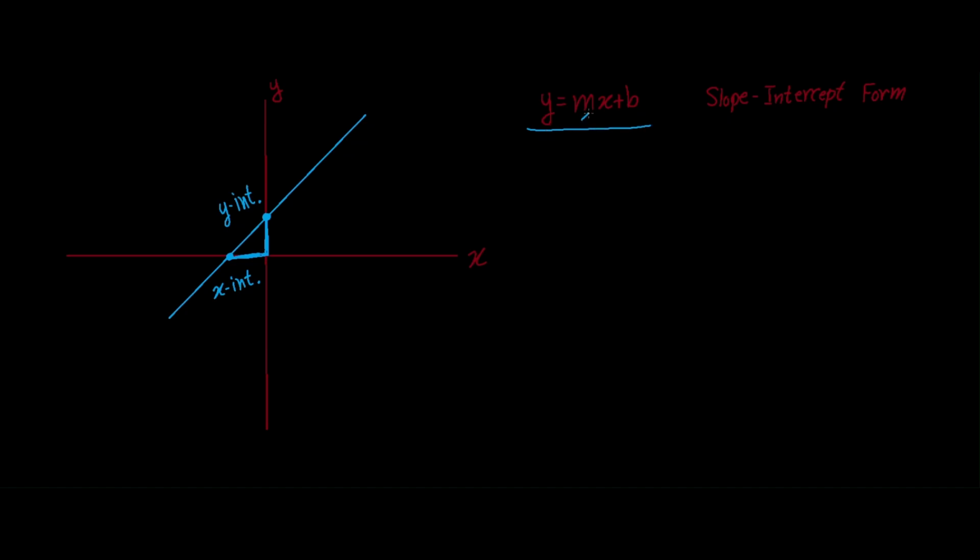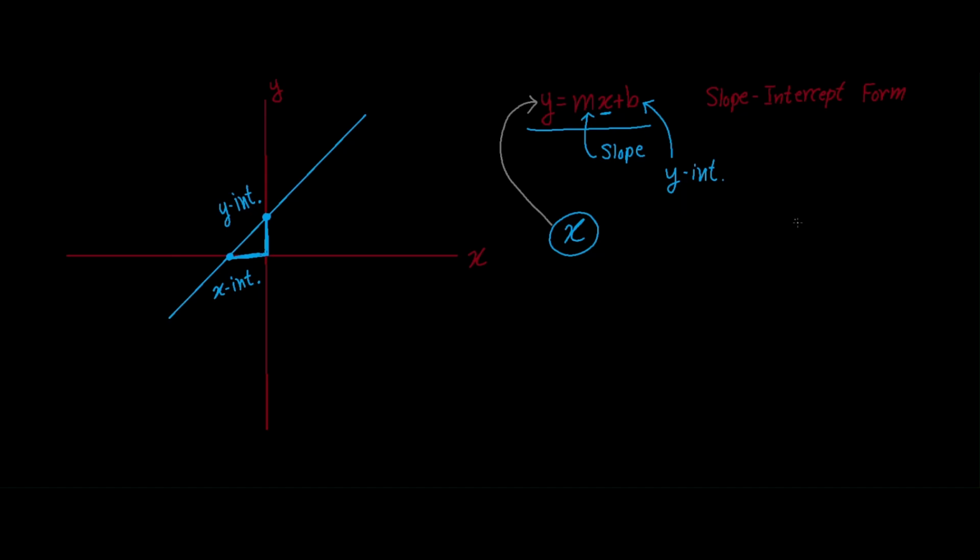So the m in this formula represents the slope of the line. And this b right here represents the y-intercept. So if we substitute an x value into this x right here, we could find the corresponding y value over here.